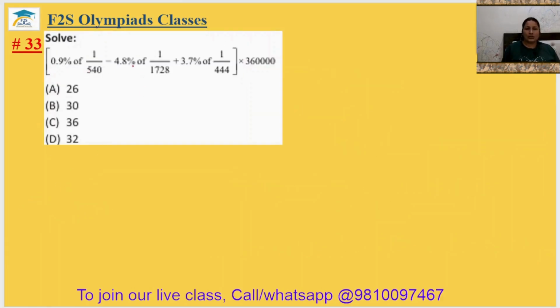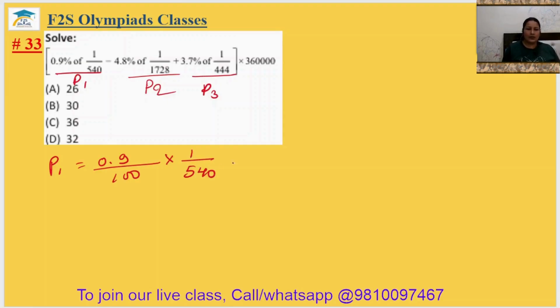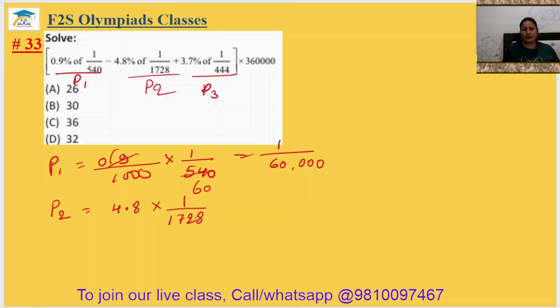Question number 33. Solve this as this. Okay, so first we will write it as part 1, this is part 2, this is part 3. So part 1 equals 0.9% means 9 by 100, multiplied by 1 by 540. Cancel out, 9 sixes are 60, so 1 by 60,000. P2 will be equal to 4.8 multiplied by 1 upon 1728.